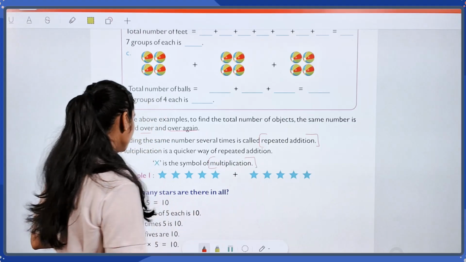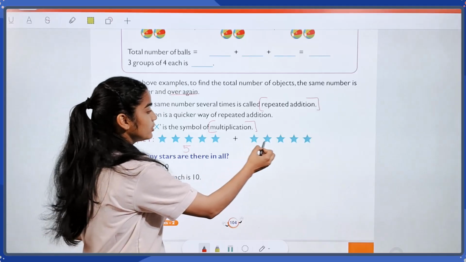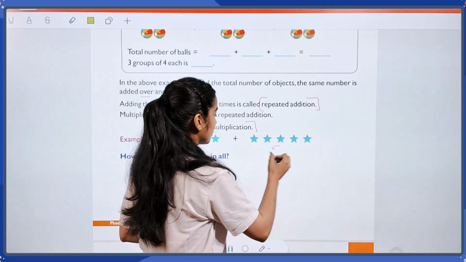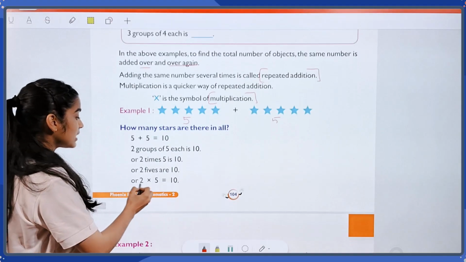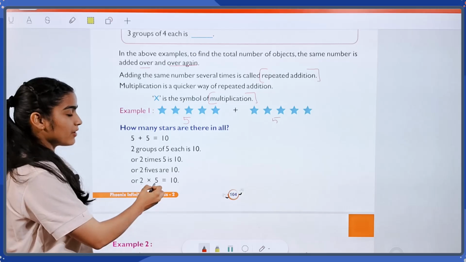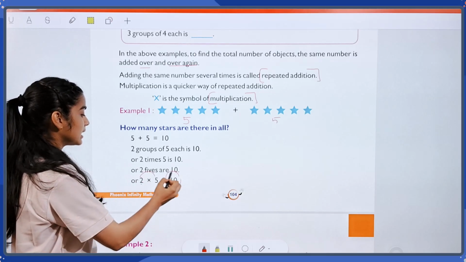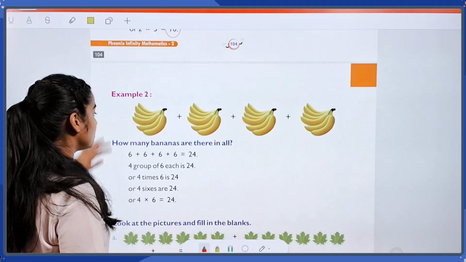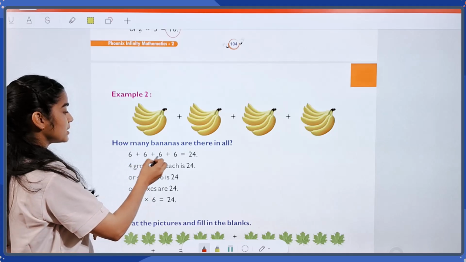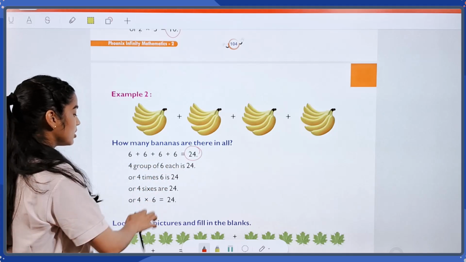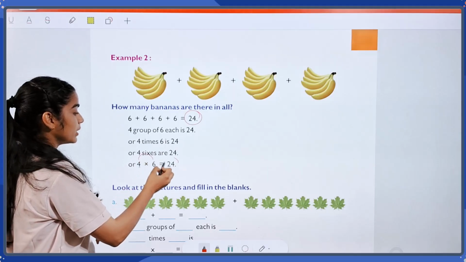For example, 1, 2, 3, 4, 5. 5 stars are there. 1, 2, 3, 4, 5. 5 stars are there. So 5 plus 5, we already know, is 10. But we can say 2 times 5, which means 2 multiplied by 5. If you learn the 2's table, you can easily say 2 5s are 10, right? Now, how many bananas do we have? In each group we have 6 and we have 4 such groups. So 6 plus 6 plus 6 plus 6 is 24. We can also say 4 multiplied by 6 means 4 6s are 24.